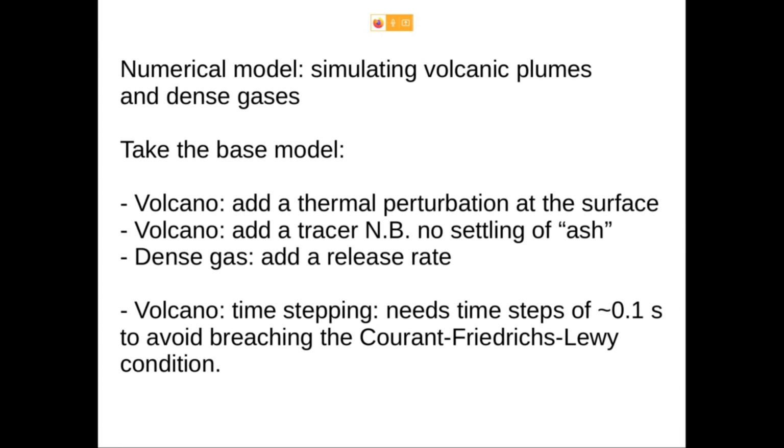And just a technical note here: when you run it in volcano mode, the time step, in other words the time between different model steps, needs to be set very low, because you get very strong updrafts, and as a consequence of the CFL condition, you need to take very small time steps. But that's just a technical remark on the volcano model.